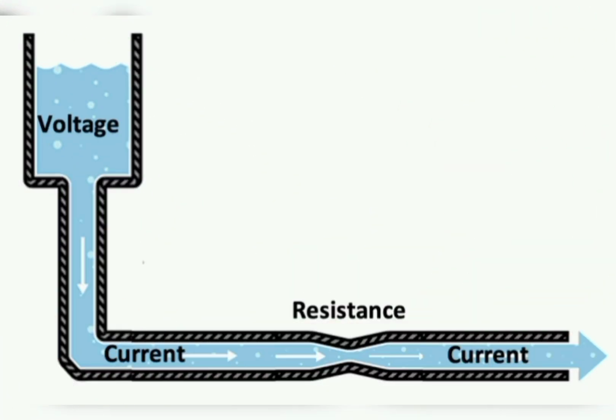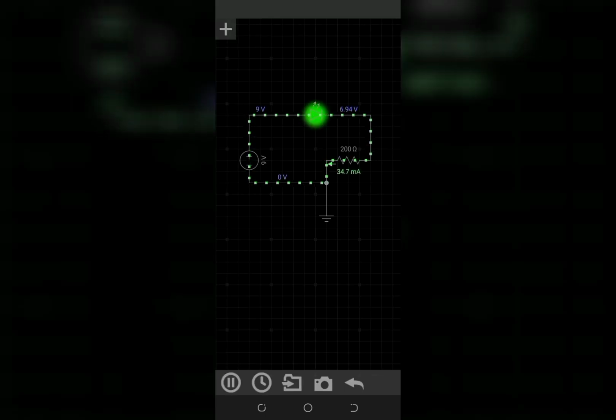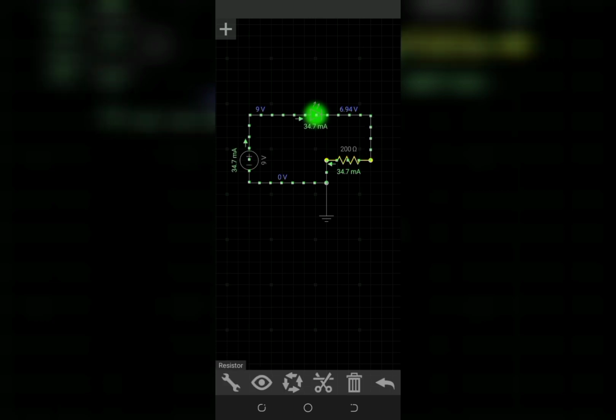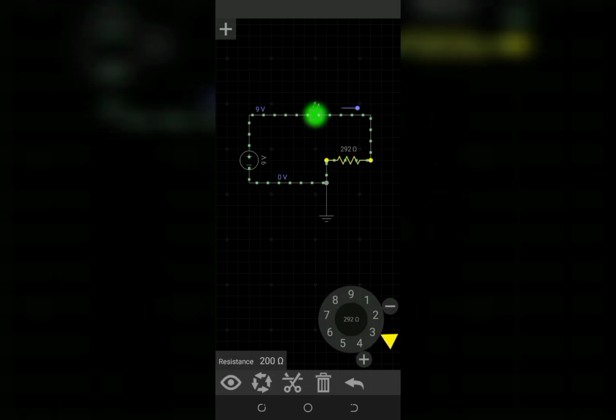You now know that voltage pushes current through a circuit, but not all materials let current flow freely. That's where resistance comes in. Resistance is measured in ohms, and it's what limits how much current flows through a circuit. Check out my EveryCircuit simulation. I use a mobile phone to simulate this using the EveryCircuit app. You can get it on Play Store. Now, when I keep increasing the resistance, the LED dims. But when I reduce the resistance, you can see it becomes brighter.